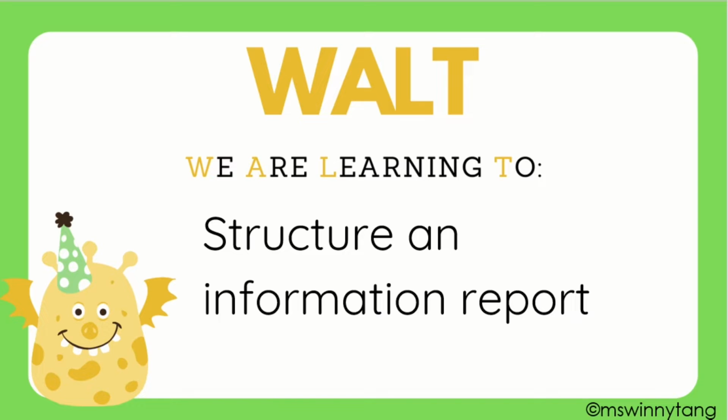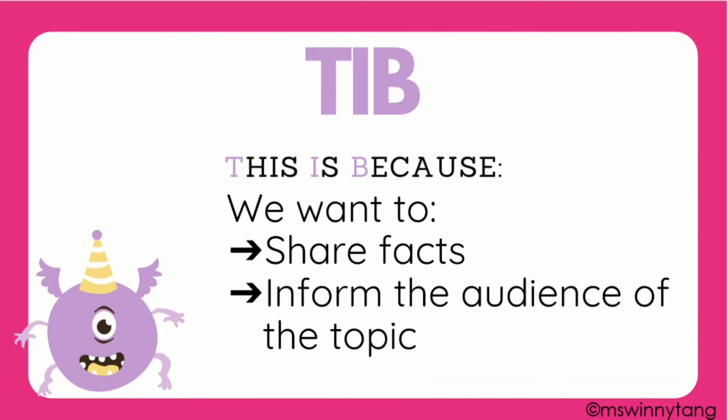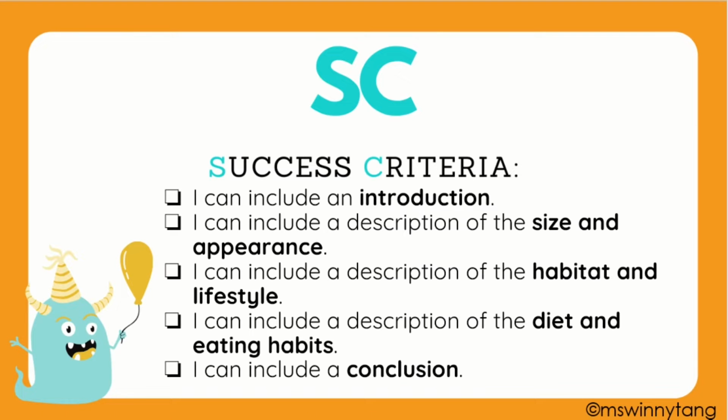So the reason we are learning to structure an information report is because we want to be able to share facts with our audience and inform our readers of the topic that we are writing about. To be successful, we are going to include an introduction to introduce our animal to our readers. We will also give a description of what they look like, their size, where they live, their habitat, and what they eat. And then we will wrap it up in a conclusion at the end.